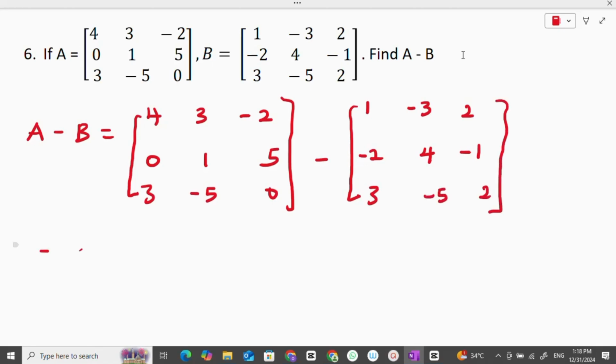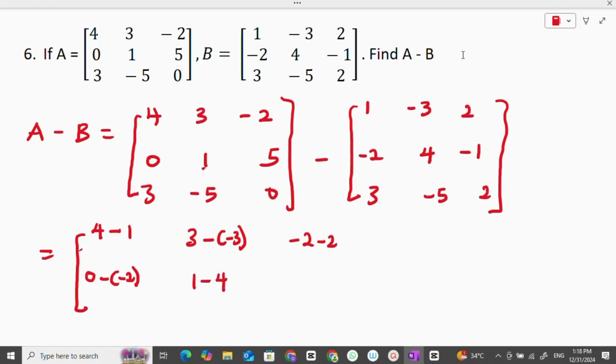So subtracting, this is going to become 4 minus 1, we go on to the next one, 3 minus negative 3, then negative 2 minus 2, which is this and this. We come right here, we take this, which is 0 minus negative 2. We take this and this, we have 1 minus 4, then 5 minus negative 1, and right here we have 3 minus 3, so here we have negative 5 minus negative 5. Then lastly we have 0 minus negative 2.